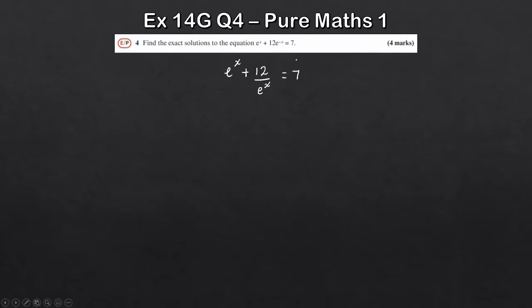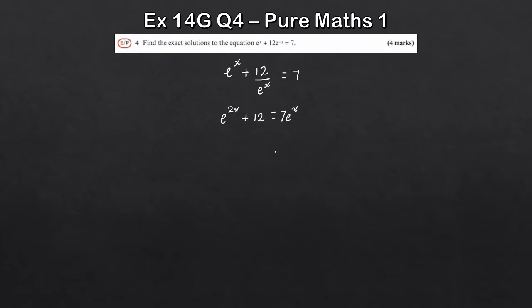Now, to make life easier solving this, we can times through by e to the x. So we times everything by e to the x. Well, e to the x times e to the x, that's going to give me e to the 2x, just add in the powers, x plus x, we get 2x. This will just become 12, and this here will be 7e to the x.